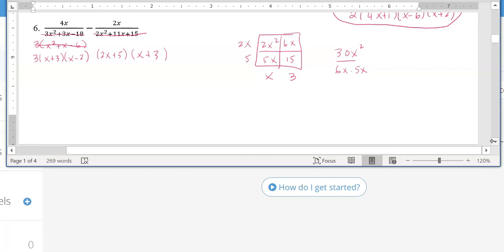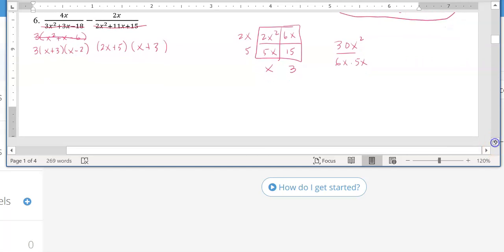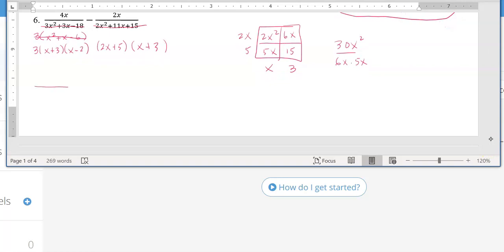All right, so now that I've broken it up into factors, I can come up with a lowest common denominator. Okay, so let's see. They have a matching pair of x plus 3's, and that's it. So I've got 3. Here's my matching x plus 3 factor. Just need one of those combined with x minus 2 and 2x plus 5. All right, so this becomes my least, or sometimes called lowest, common denominator.